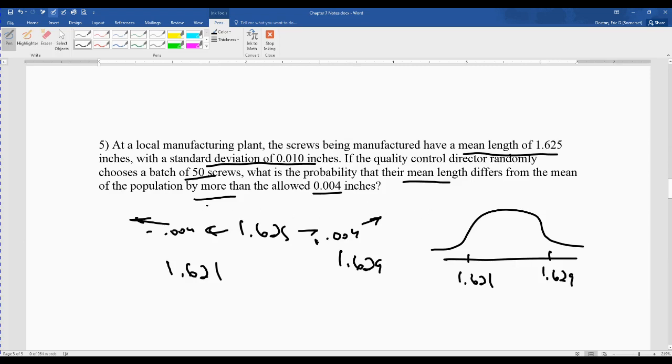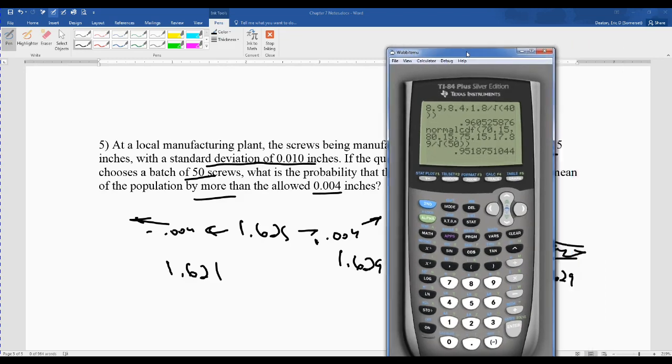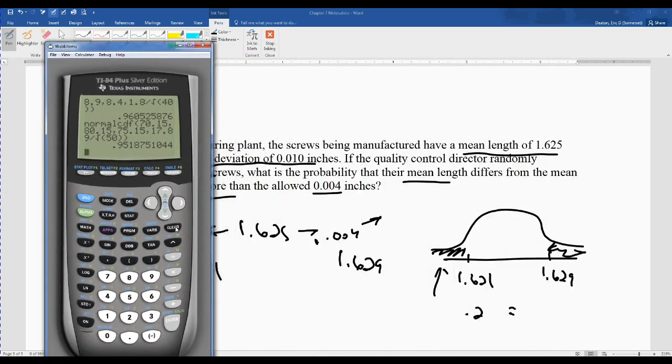But then it says by more than, so more than is that way, but also more than is that way, because that's going to be more than 0.004 away from the low end. That's more than 0.004 away from the high end. So what that means is I need to find one of these. When I find one of those, I can multiply that answer by 2 to get the final, because they're symmetrical. So let's bring up the calculator. When I find one, I've already found the other.